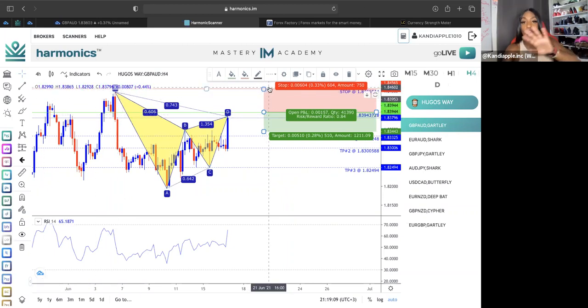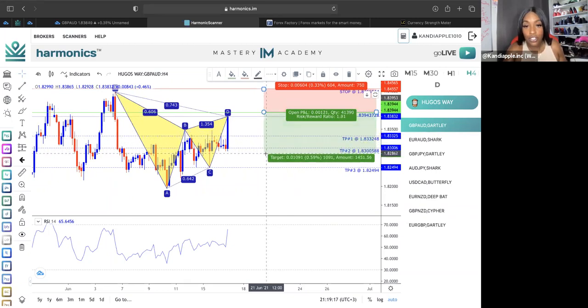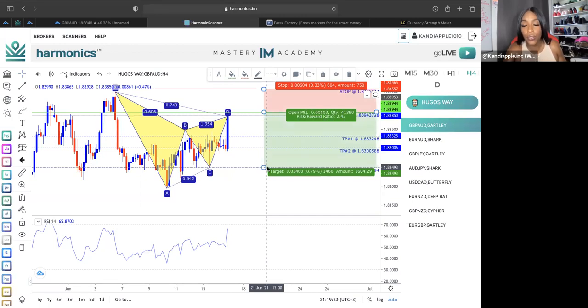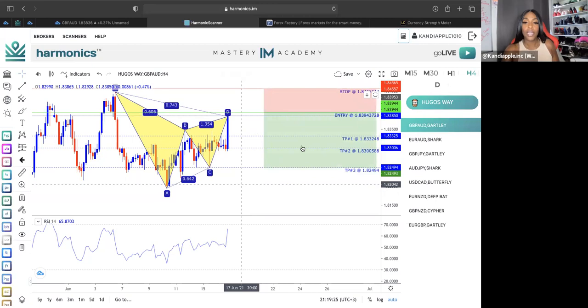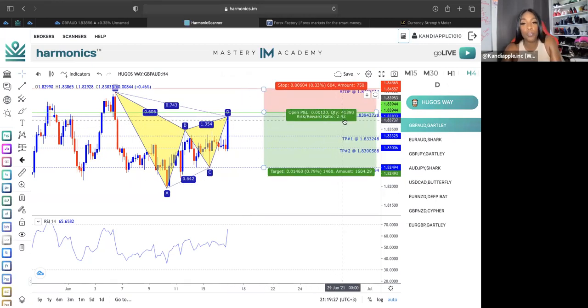So just say we take this. We put that line right at the top of our stop loss, right there. This is our little red zone here. Then we're going to take this line and drag this down. And just say we said, you know what, we want it all. We're going to take it all the way home, all the way to TP3. Okay. So it's saying that we're risking 2.42.